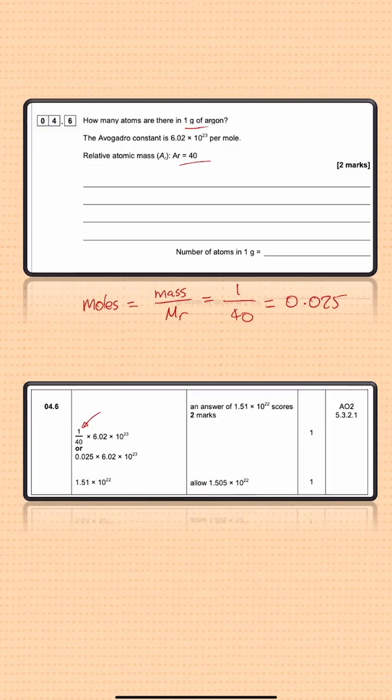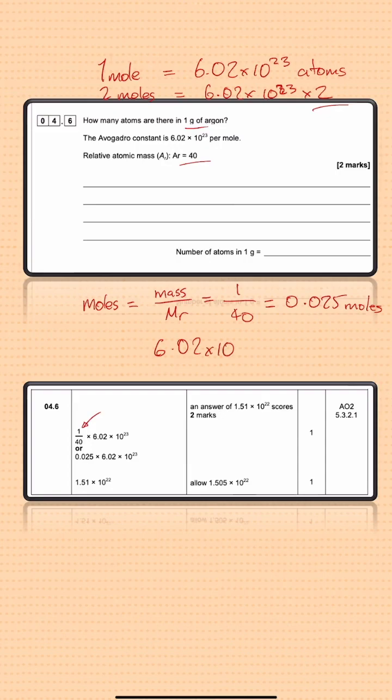Why do we times by Avogadro's constant? Because in 1 mole of any substance, there's Avogadro's constant, 6.02 times 10 to the 23, this many atoms. Imagine if the question asked what 2 moles had. You'd do 6.02 times 10 to the 23 times 2. If it was 3 moles, you'd times it by 3. If it was 4 moles, you'd times it by 4, and so on. This is 0.025 moles, so you just do 6.02 times 10 to the 23 times 0.025.